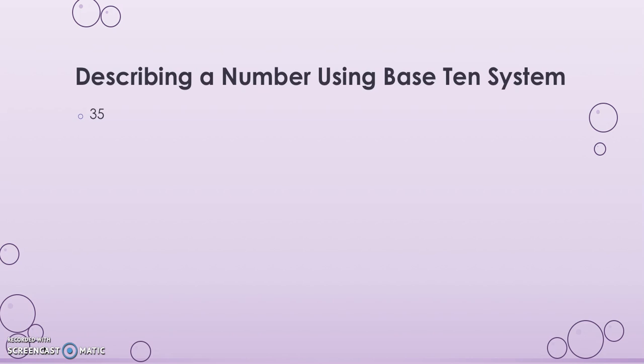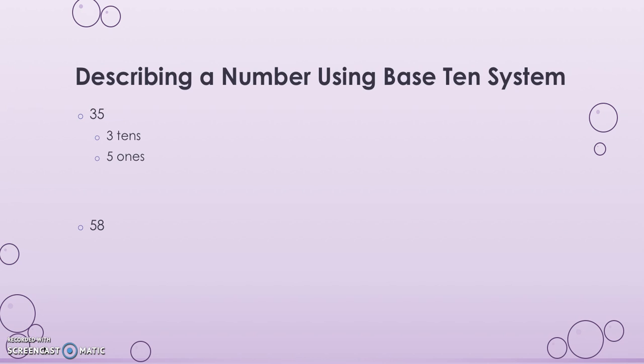First, we're going to practice describing a number using the base 10 system. Given the number 35, how can we break that down using the base 10 system? First, we look at the tens place, 3. So we know we have 3 tens. And then we look at the ones place. We have the number 5, so that means we have 5 ones. So 3 tens and 5 ones makes 35.